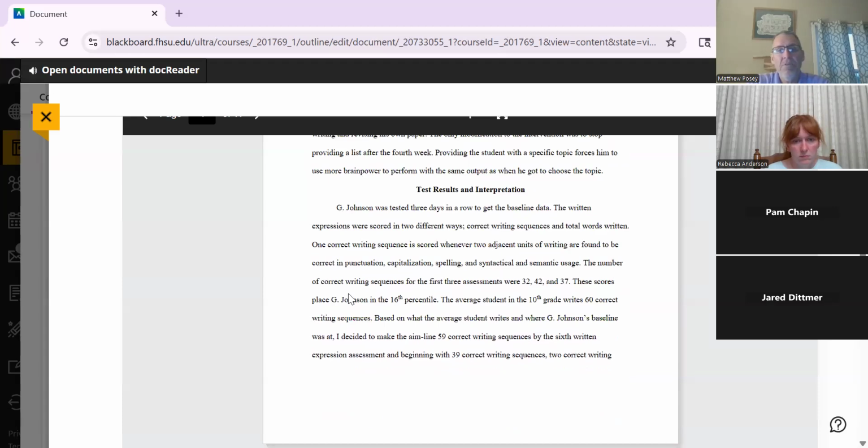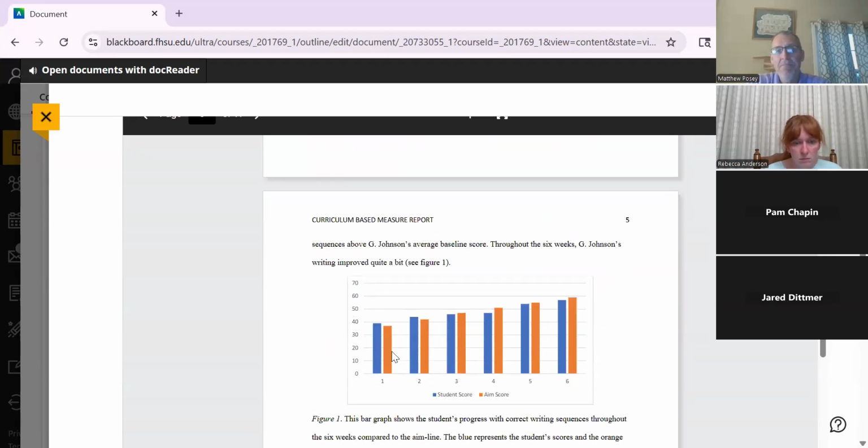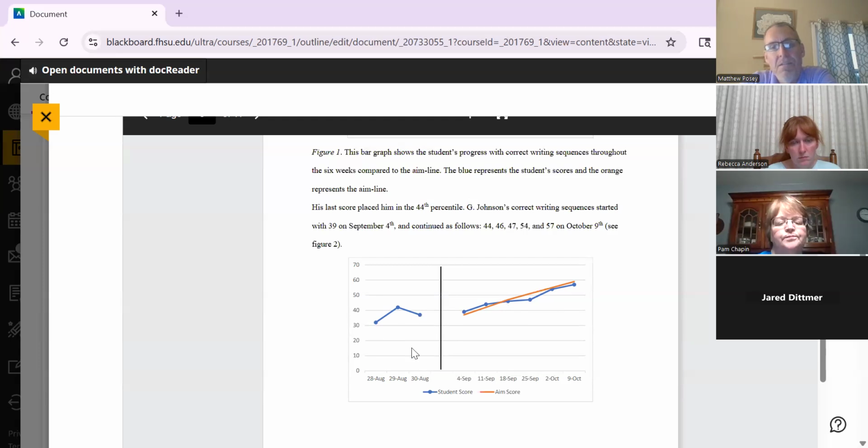Here they're talking about the number of correct writing sequences. They listed their scores here. Here is their raw data, similar to the charts that you guys have been putting in. Here's the new chart. You can see that these are data points, the dots, okay? So they plotted them. You can see the dates, August 28th, August 29th, August 30th. They took those 3 and averaged them out to come up with their baseline.